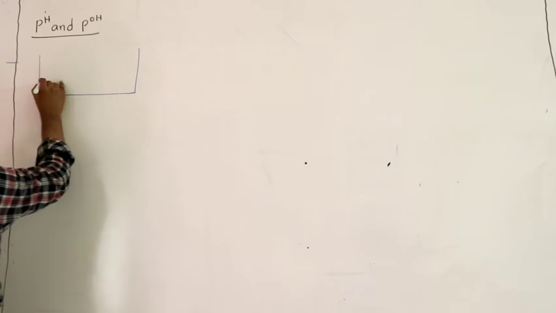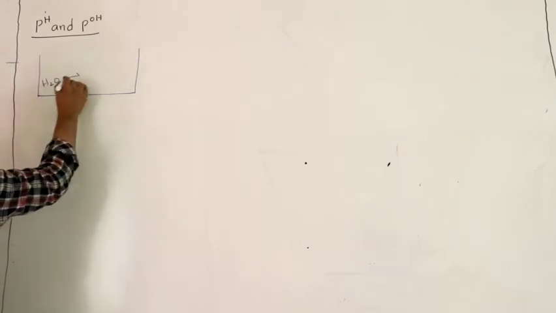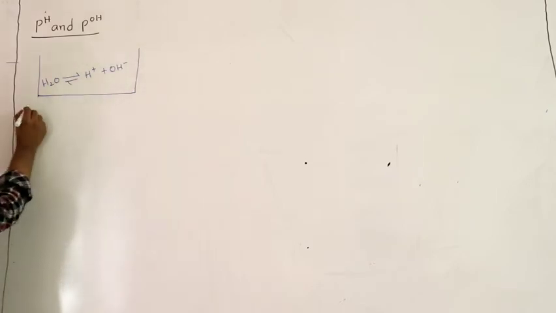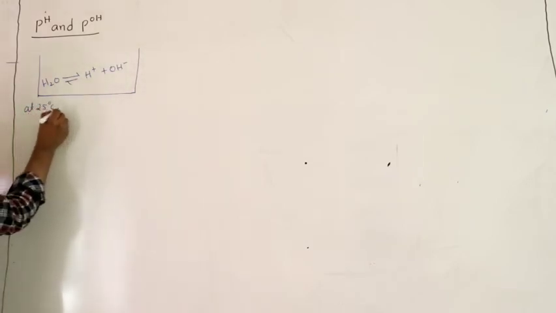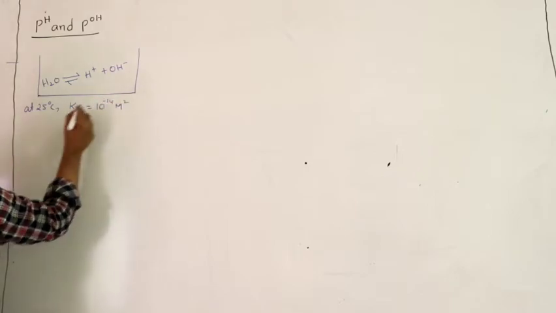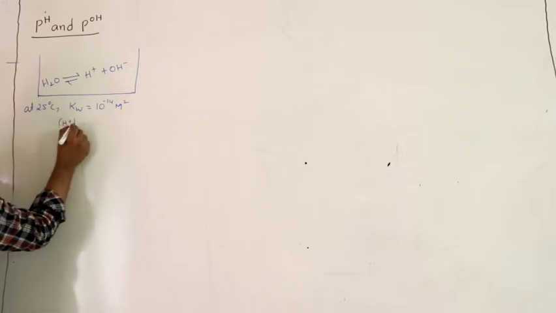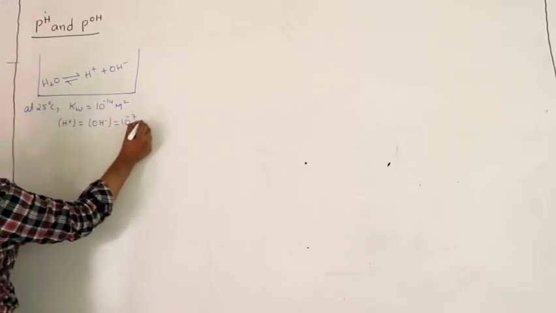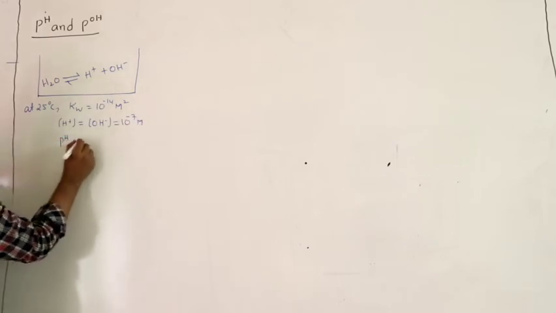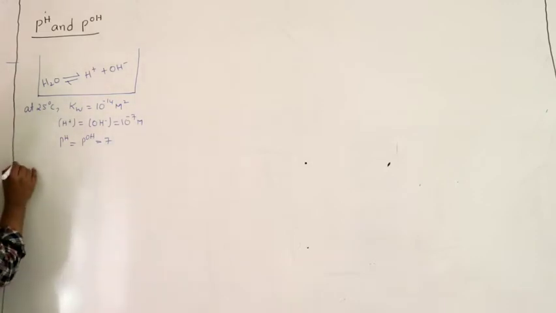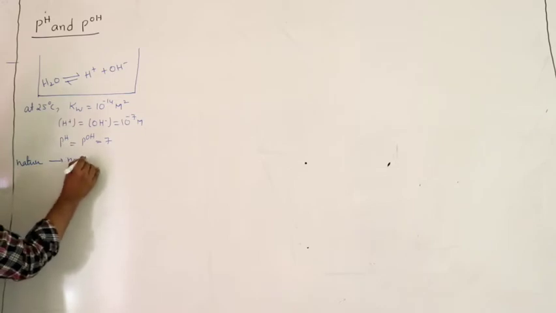Imagine that we have taken water. So what we get, H plus and OH minus. Say at 25 degrees Celsius, Kw, this is the experimental value, 10 power minus 14 molar square. H plus equal to OH minus equal to 10 power minus 7 molar. pH equal to pOH equal to 7. The nature of the solution is neutral.